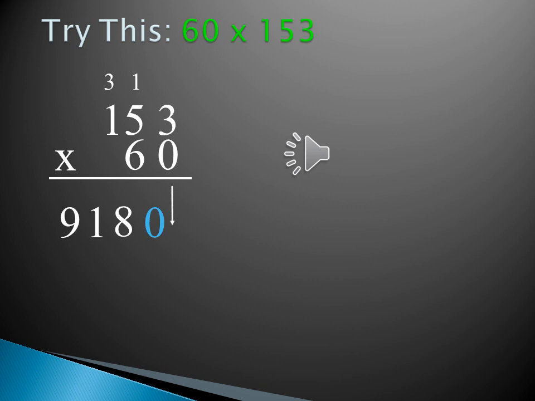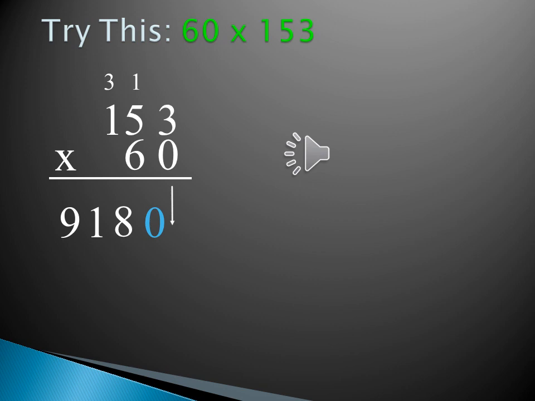Then 6 by 5, 30. Excellent. Shall I write 30? No, I have to add 1 first, as we agree. Then add 30 plus 1 equals 31. 1 and carry up 3.